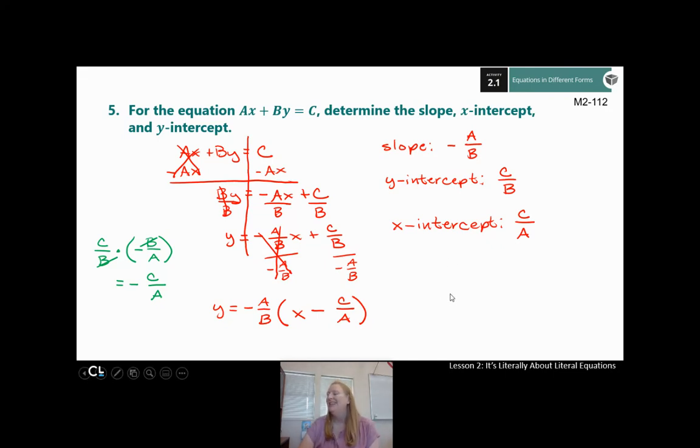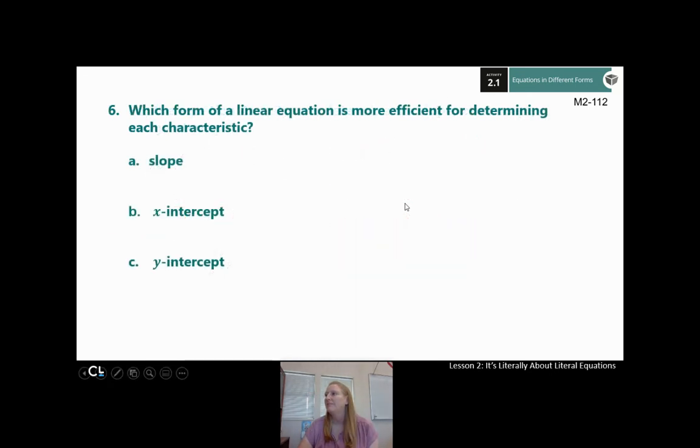Excellent. But standard form is rough, isn't it? I mean, in standard form I have to do a little math to find my slope, my y-intercept, my x-intercept. Standard form doesn't just say, there's your slope, there's your x-intercept, there's your y-intercept. You have to work it a little bit. It's rough.